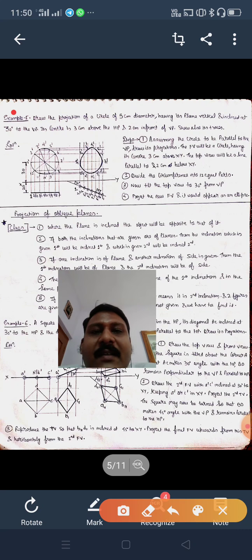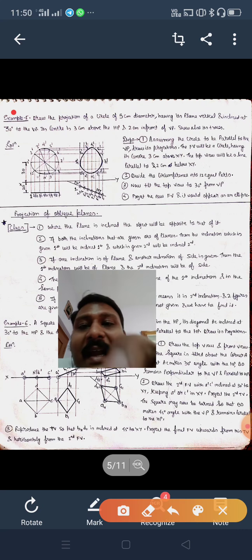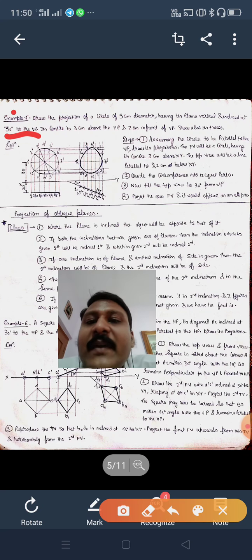What is written here? That the plane is vertical and inclined at 30 degrees to the VP. The plane is inclined 30 degrees to the VP. It means the inclination of the plane is below the XY line. Then definitely the object will be above the XY line. That's why the object is kept here.